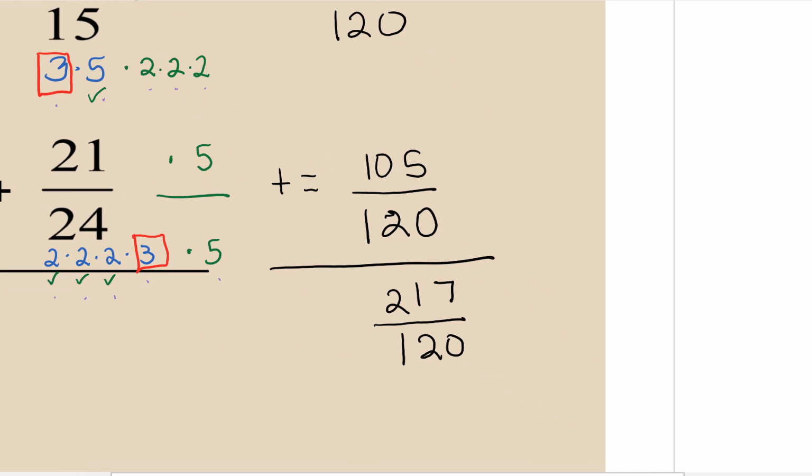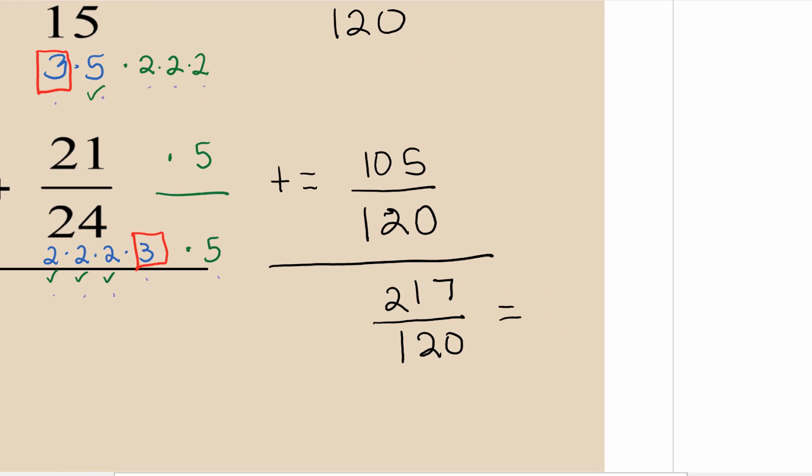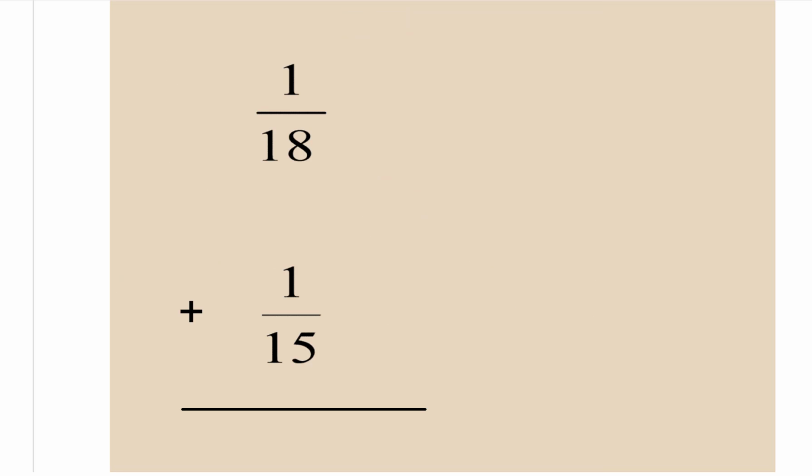Of course, we will simplify this. 120 goes into 217 one time, and then 217 minus 120 is 97. So we have 97 left over. And that's our answer. Let's look at another example.